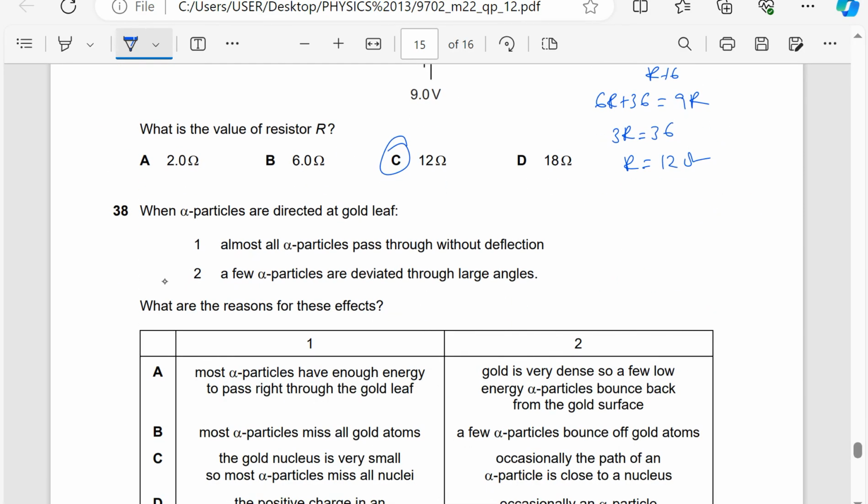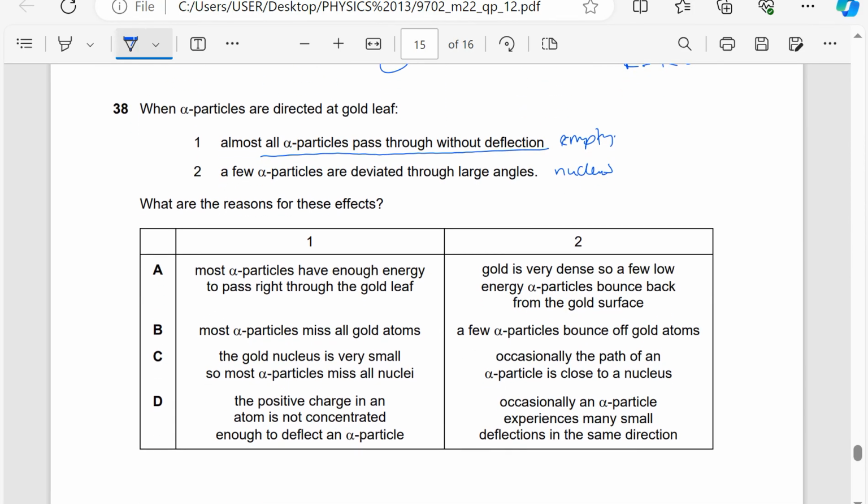When alpha particles are directed at gold leaf, almost all the alpha particles pass through without deflection. So that means most of the atom is empty space. A few alpha particles are deviated through large angles. Maybe these ones came close to the nucleus, which is positively charged. What are the reasons for these effects? So just look for something related to that.